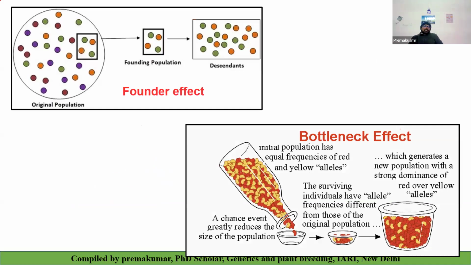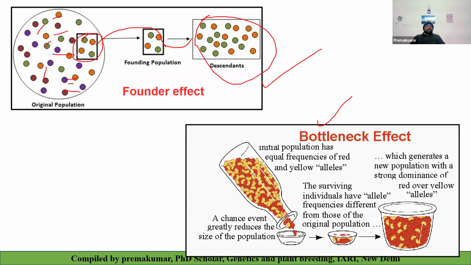See, for example, there are two effects that will come. One effect is the founder effect, another one is the bottleneck effect. Founder effect means some particular individuals form a new population. See, in the original population, how many colors were there?